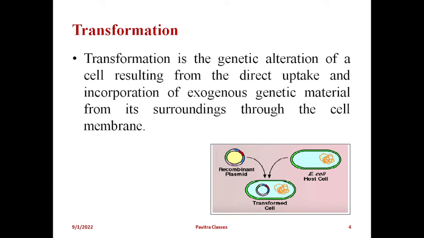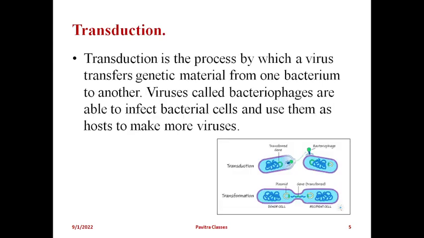Transformation is the genetic alteration of a cell resulting from direct uptake and incorporation of exogenous genetic material from its surroundings through the cell membrane. So from the surroundings, the genetic material or genetic messages will be taken directly into the cells. You can see here in recombinant DNA technology, once the recombinant plasmid is attached, or once the gene alteration is done, in this picture you can see here.